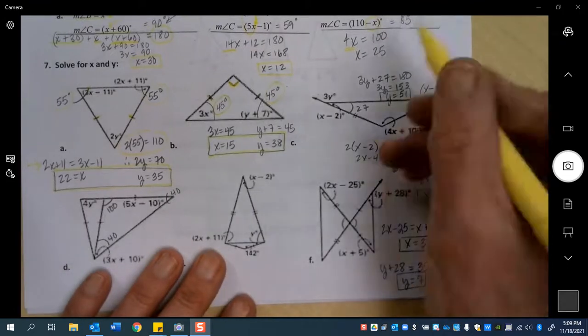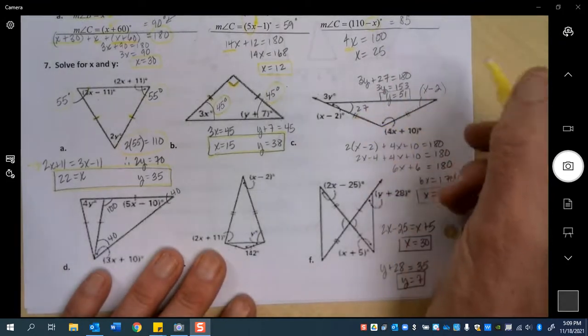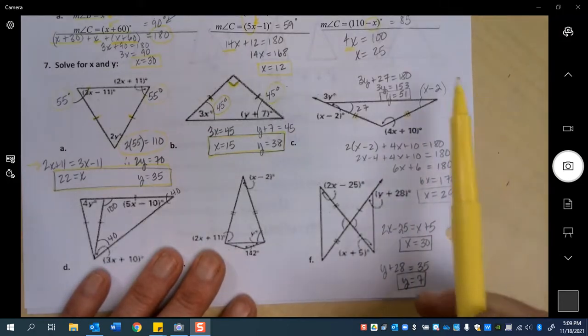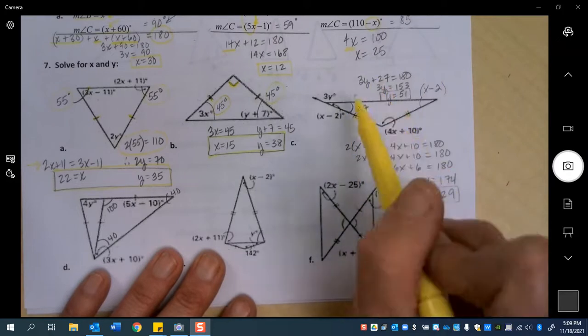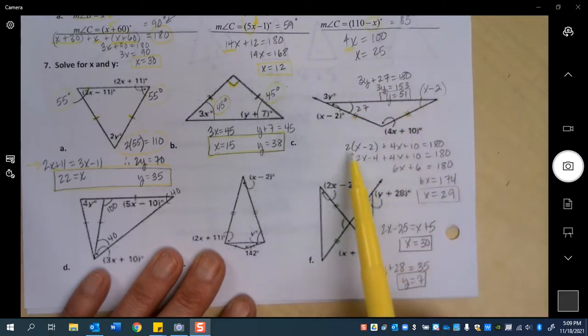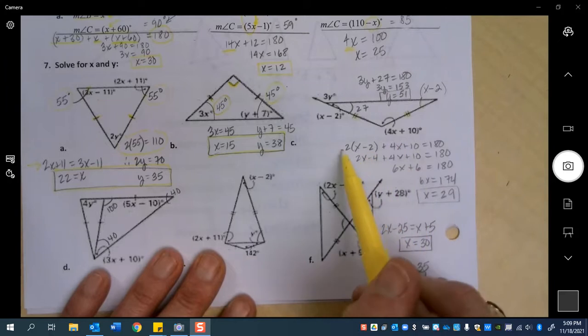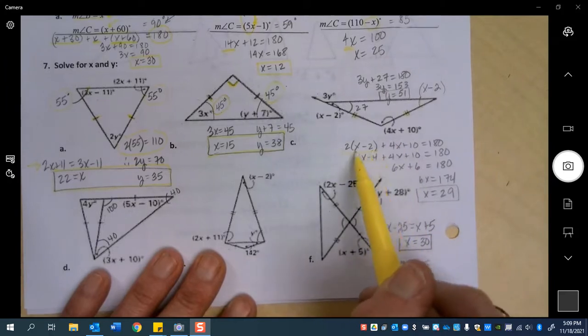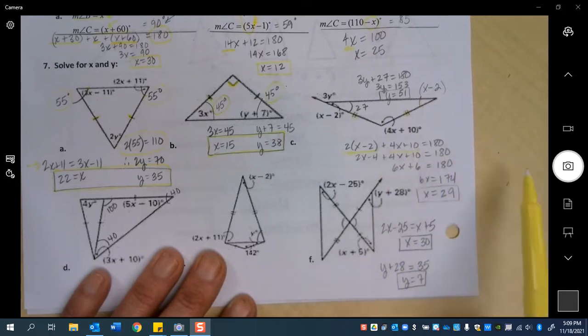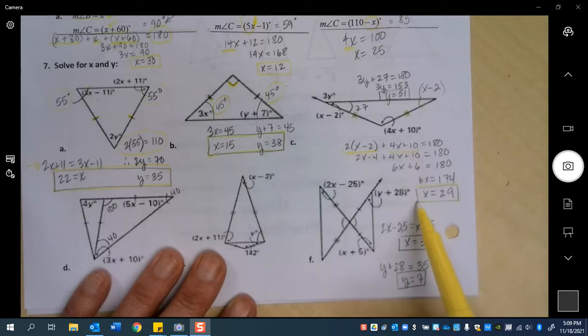All right, let's talk about this next one. I again have an isosceles triangle. So let's see, I have an x minus 2 here and an x minus 2 here. So I know that twice x minus 2, those are my two angles, plus 4x plus 10 has got to give me 180. So when I solve using algebra, I get x has a value of 29.